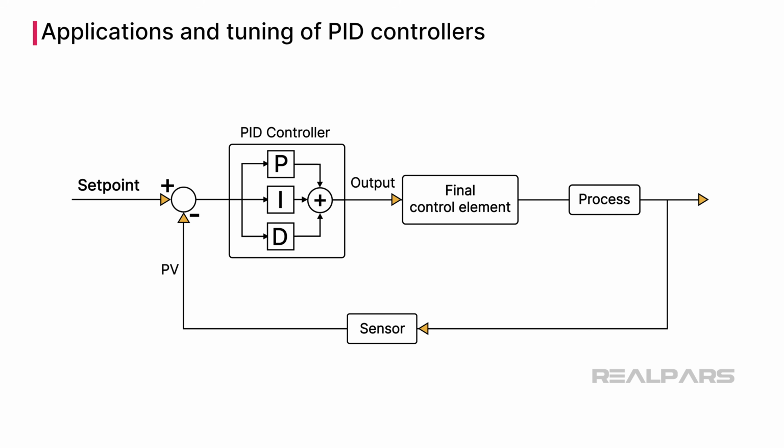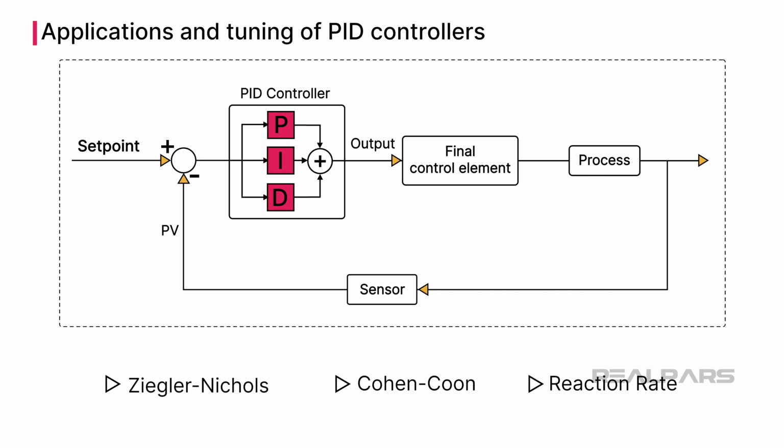Control loop tuning is adjusting the P, I, and D parameters to achieve optimal performance. There are lots of controller tuning methods. Engineering students are familiar with traditional tuning methods, such as Ziegler-Nichols, Cohen-Coon, and reaction rate methods. The disadvantage of traditional tuning methods is the system upset requirement to obtain valuable process response data.